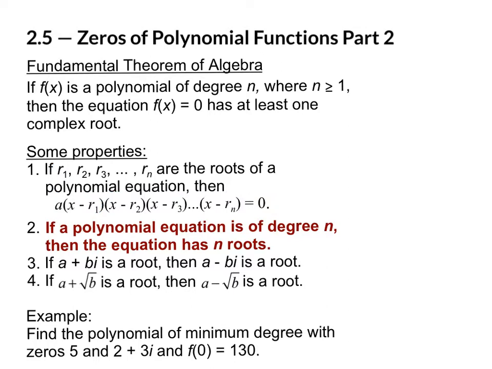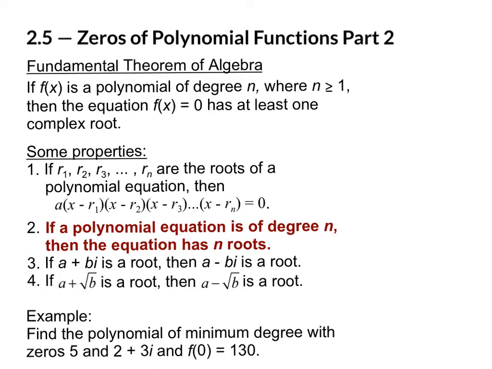Okay, now let's look at number 2. If a polynomial equation is of degree n, then the equation has n roots. This is very important because this tells you how many answers you should have each time you solve a polynomial equation. If the polynomial equation is of degree 3, then there should be 3 answers. If it's degree 4, then there should be 4 answers. Now, if you have an answer in the form a plus bi, then a minus bi will also be a root. Likewise, if a plus root b is a root, then a minus root b will also be a root.